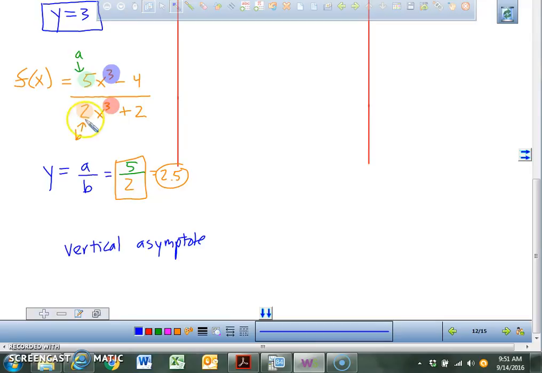Negative 1. What's negative 1 times 2? What's negative 2 plus 2? 0. That would be bad. So I bet we have a vertical asymptote at x equals negative 1. If I were to plug it in right there, that would make the denominator 0. I'm just guessing right now. We'll see if I'm right.